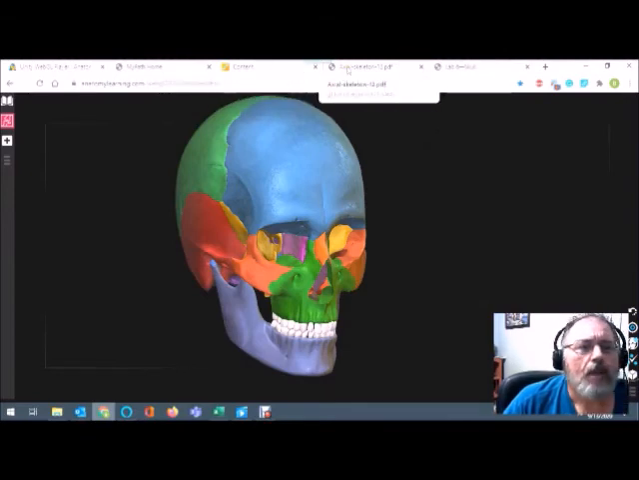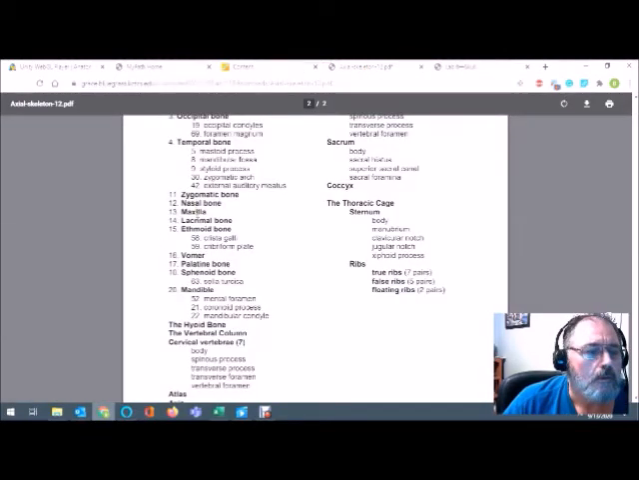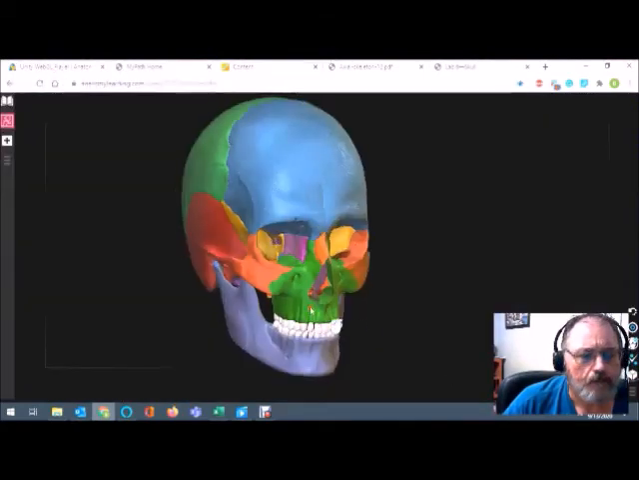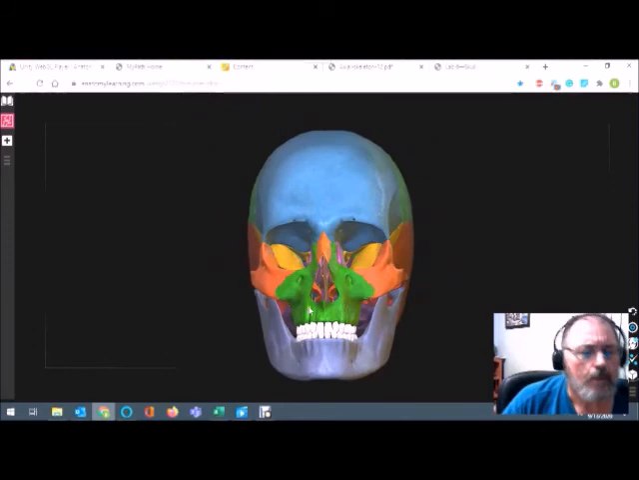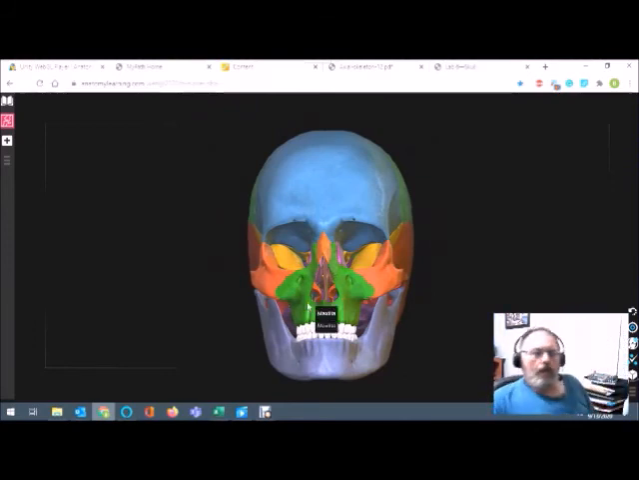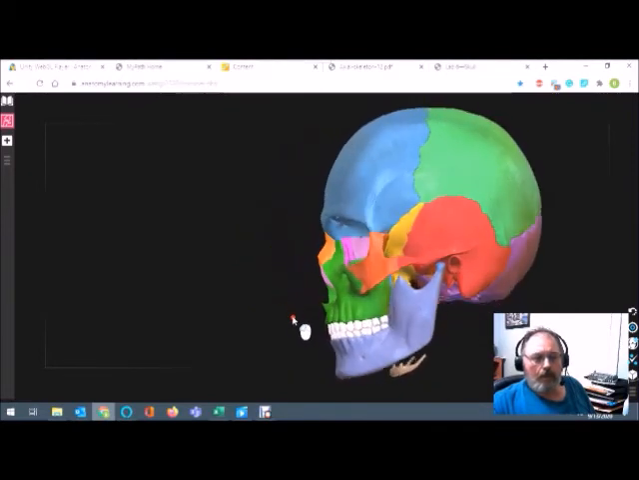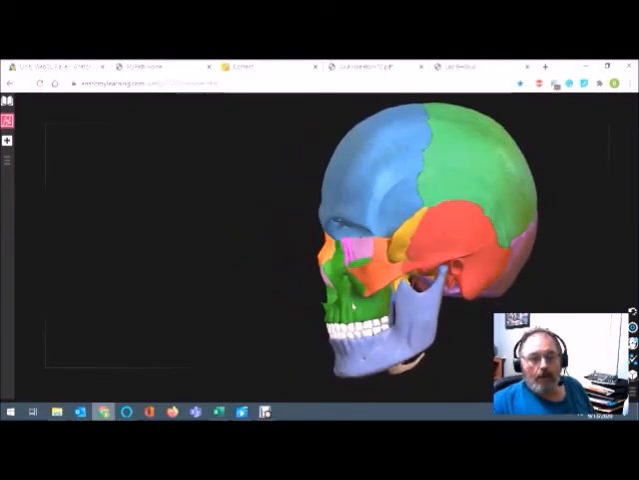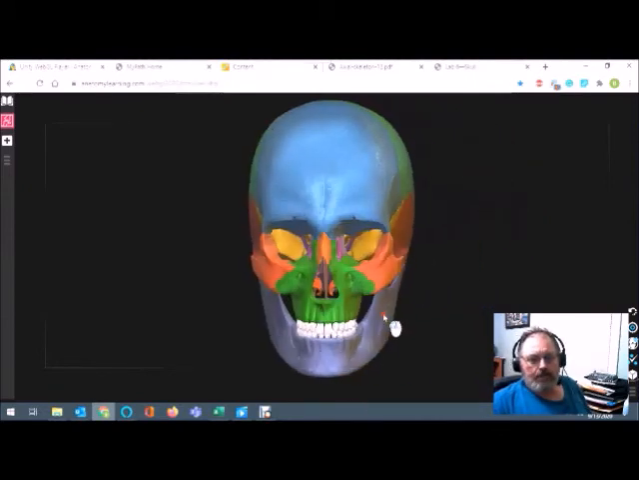Now, if we go to the next bone, this is the maxilla. It's this green bone here. And this bone, its chief job is to hold teeth in place. It also has some hollow areas here, which are the maxillary sinuses, which allow our voice to reverberate a little bit. But the main purpose is to hold teeth.